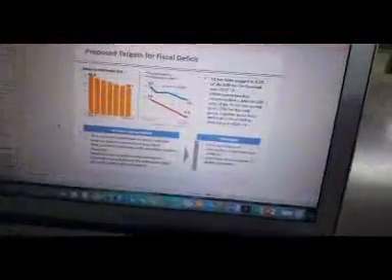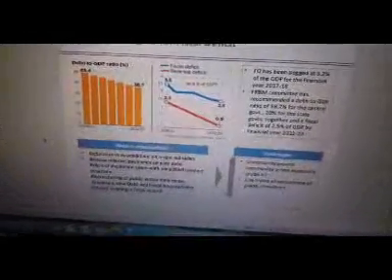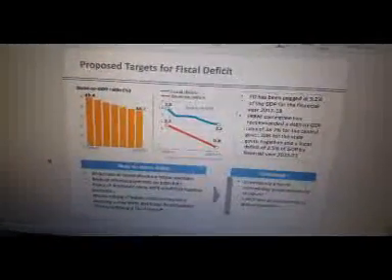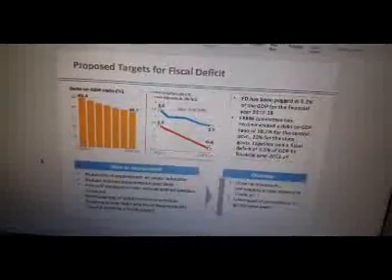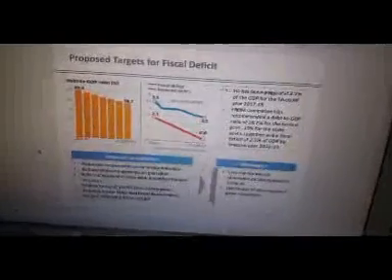We see that there are several proposed targets in order to reduce the fiscal deficit of the government. The fiscal deficit has been pegged at 3.2% of the GDP for the financial year 2017-2018. The FRBM committee has recommended a debt to GDP ratio of 38.7% for the central government, 20% for the state governments together, and a fiscal deficit of 2.5% of the GDP by the financial year 2022 to 2023.